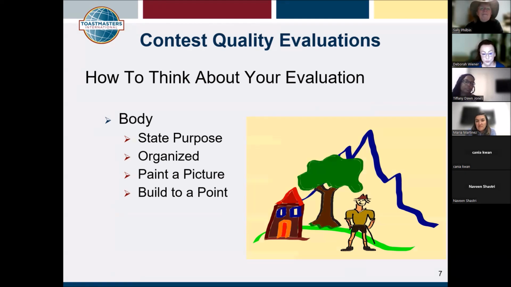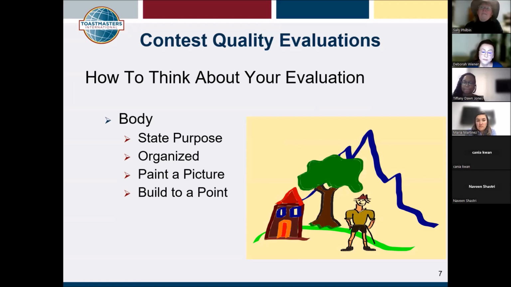It's important to, as you can see on the screen, state the purpose of your evaluation. What is it that the speaker was wanting to accomplish in this speech? Was it organized? Did they paint a picture in your mind? And did they build to the point of gaining the goal that they set out to accomplish?